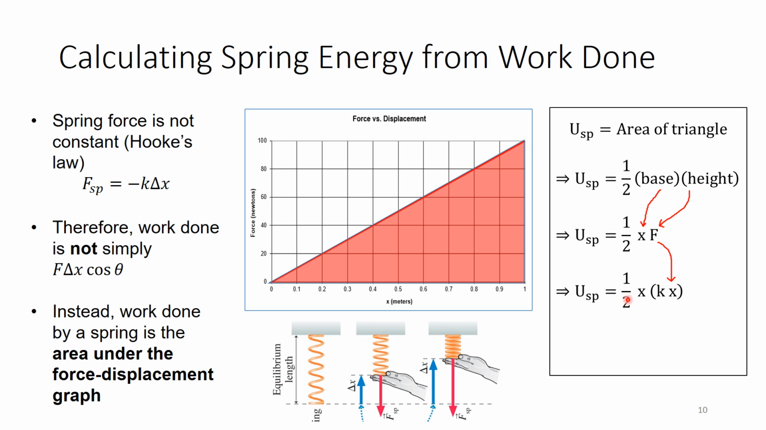Okay. So you end up with half times x times kx, and that gives you the equation we're looking for, half times k times x squared. That's the spring energy stored for a compression of x.